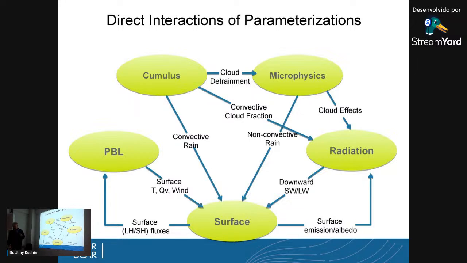If you're at fine resolution, you're not running a cumulus scheme, so all the rain would be in the non-convective part. The cumulus scheme can also provide a cloud fraction to the radiation. The radiation provides the fluxes, the net radiation to the surface, which also then provides the surface fluxes to the PBL scheme. So as you can see, we have a lot of interactions in physics.